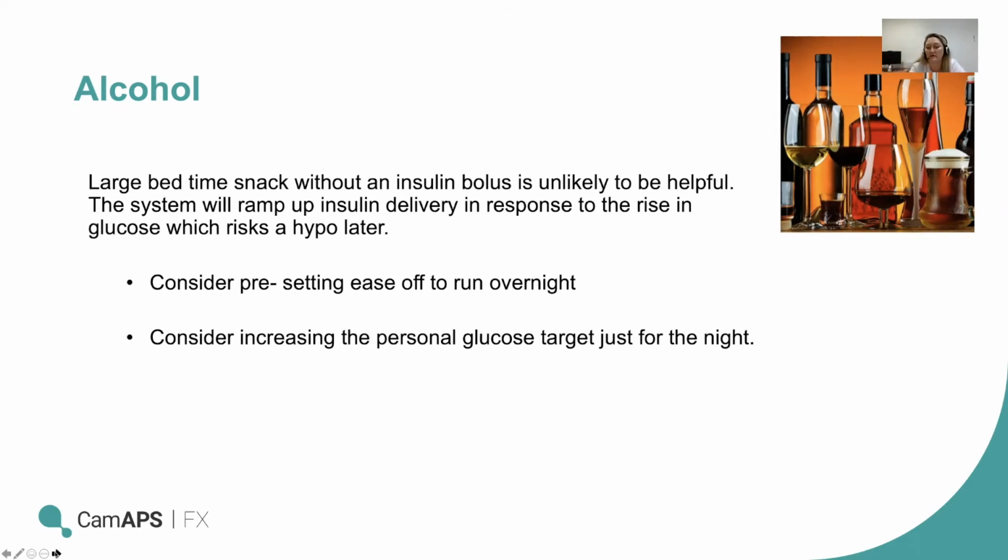The other thing that you could also do, and again, you can do this in advance, is consider increasing the personal glucose target just for that night. You can pop it back down again the next day, or turn it back to the factory setting of 5.8, just so overnight the system is aiming for you to be higher in the first place, so it's not going to be quite so aggressive as it would be if it was aiming for a tighter target. So they're the ways we would suggest you manage alcohol.